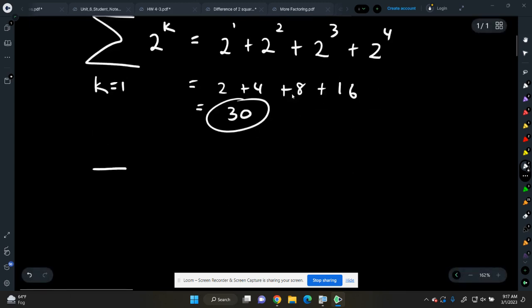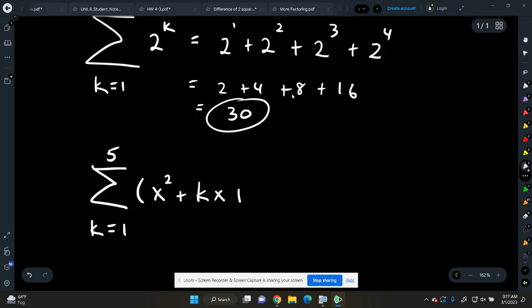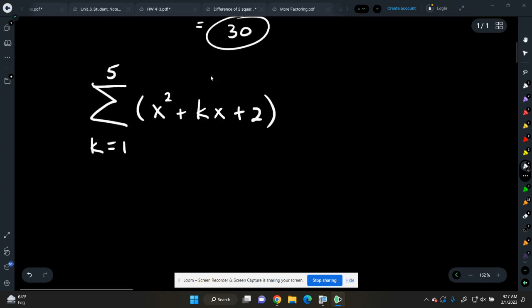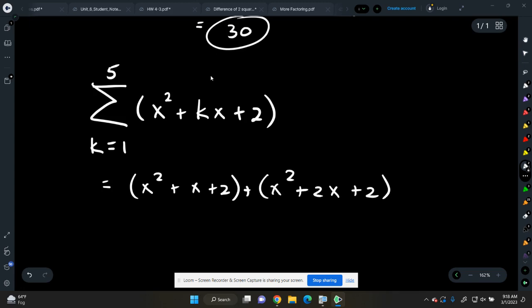We could have something like the summation of K equals 1 to 5 of X squared plus KX plus 2. Okay, so there we're changing the K value. So this will be X squared plus X plus 2 plus X squared plus 2X plus 2 and so on, okay? And you would add them together.